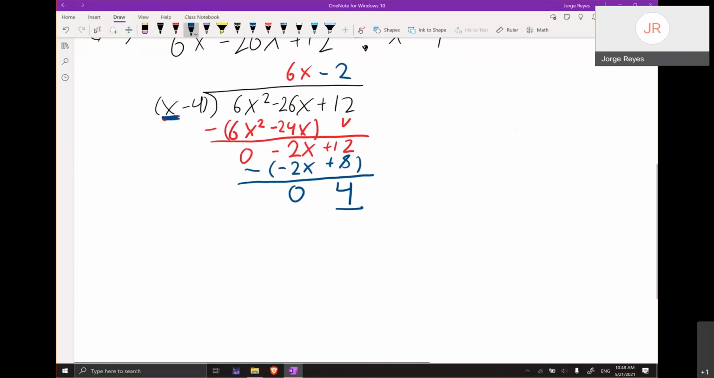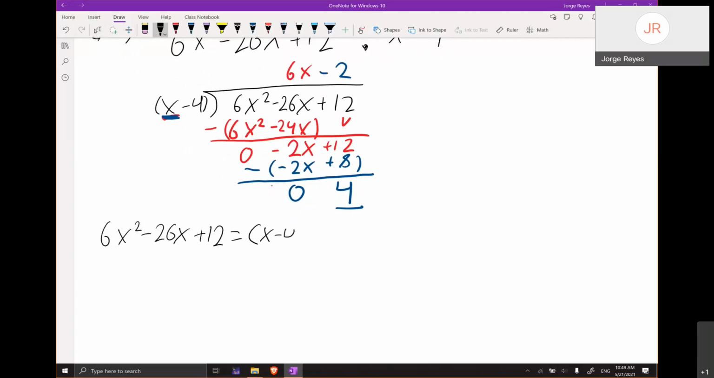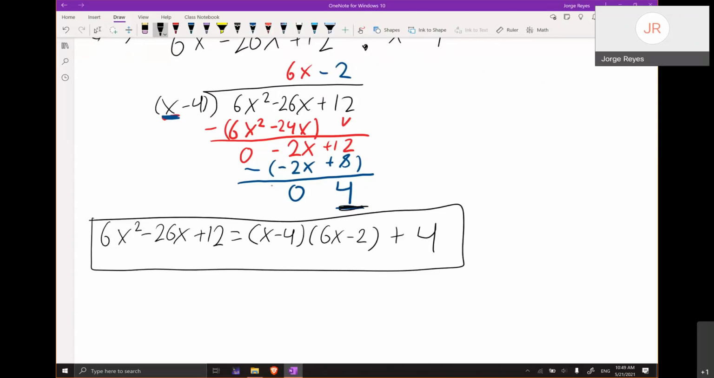So now we can stick this in the division algorithm. So we get 6x squared minus 26x plus 12 equals x minus 4 times 6x minus 2, and then the remainder, plus 4. And ta-da, this is sort of the answer. Technically, this is not the answer. This is the division algorithm.